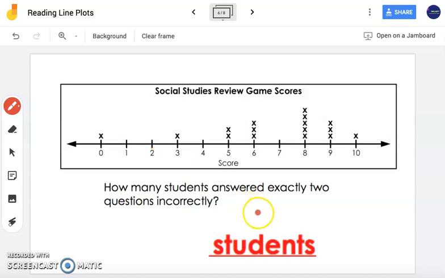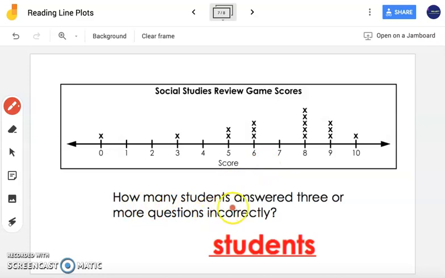So what we need to do here to answer this question accurately, we need to look to see where you see a score of 8, because that 8 represents they answered 8 correct and 2 questions incorrectly. And if I look at 8, I see 1, 2, 3, 4, 5 students, or 5 X's. Each X represents 1 student, showing me that 5 students answered exactly 2 questions incorrectly. So sometimes you need to really read that question more than once to help you determine how you are going to find that answer.